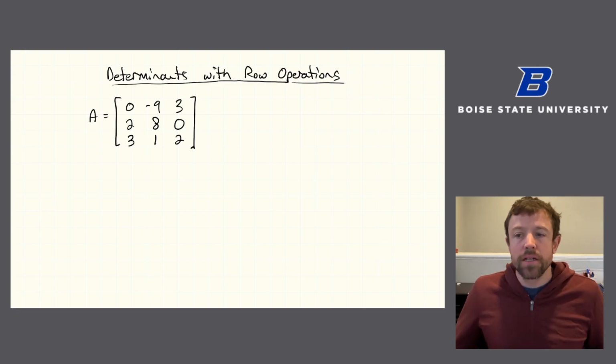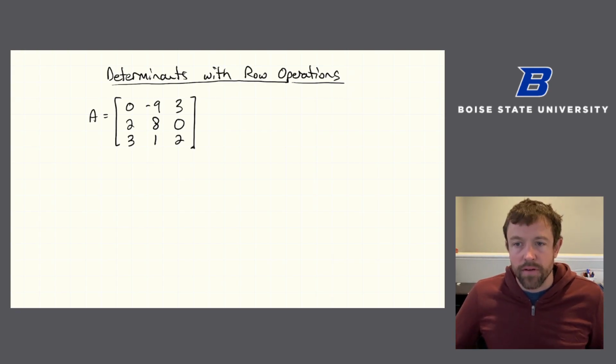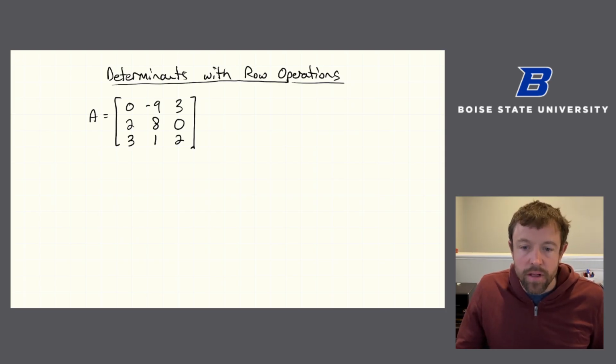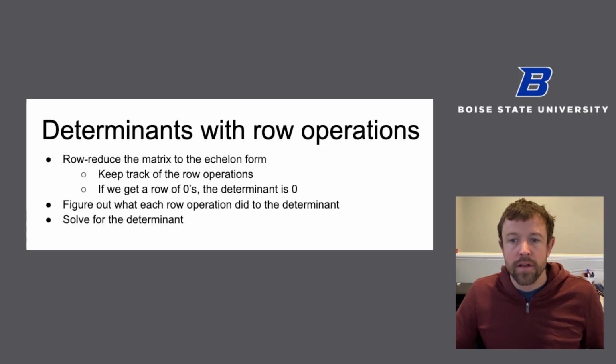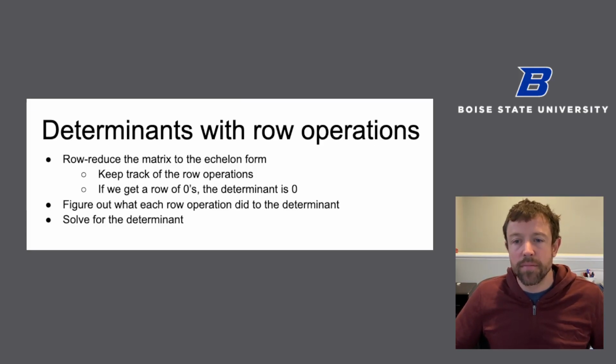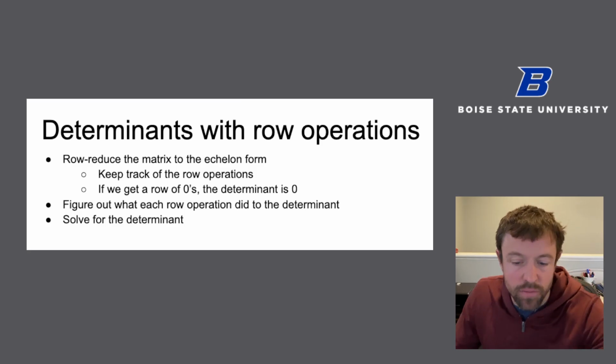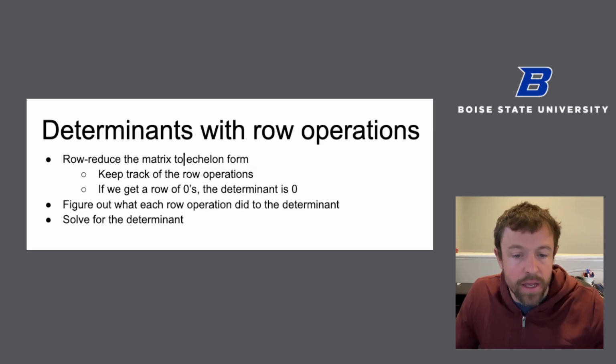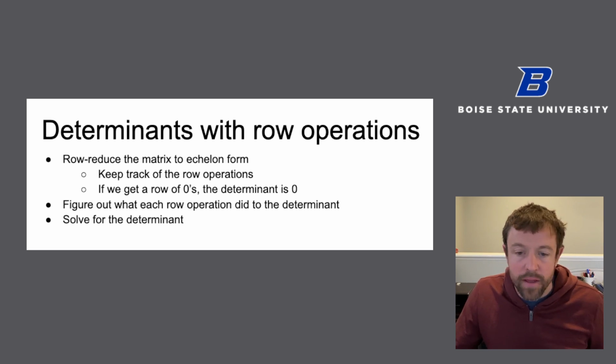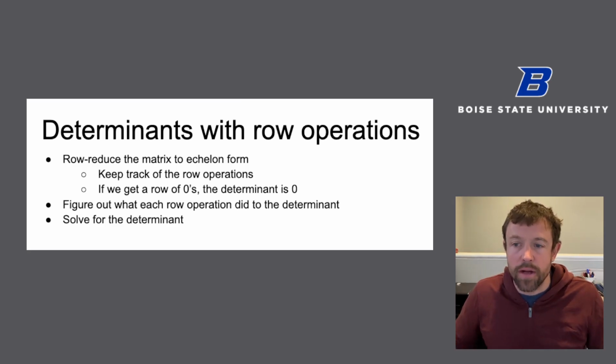All right, so how are we going to use row operations to figure out the determinant of a matrix? Well, here's our process. The first thing we're going to do is row reduce the matrix to echelon form. I said "the echelon form," but that's definitely not what I meant to say, because there isn't just one echelon form, so let's change that. I want to go just to echelon form.